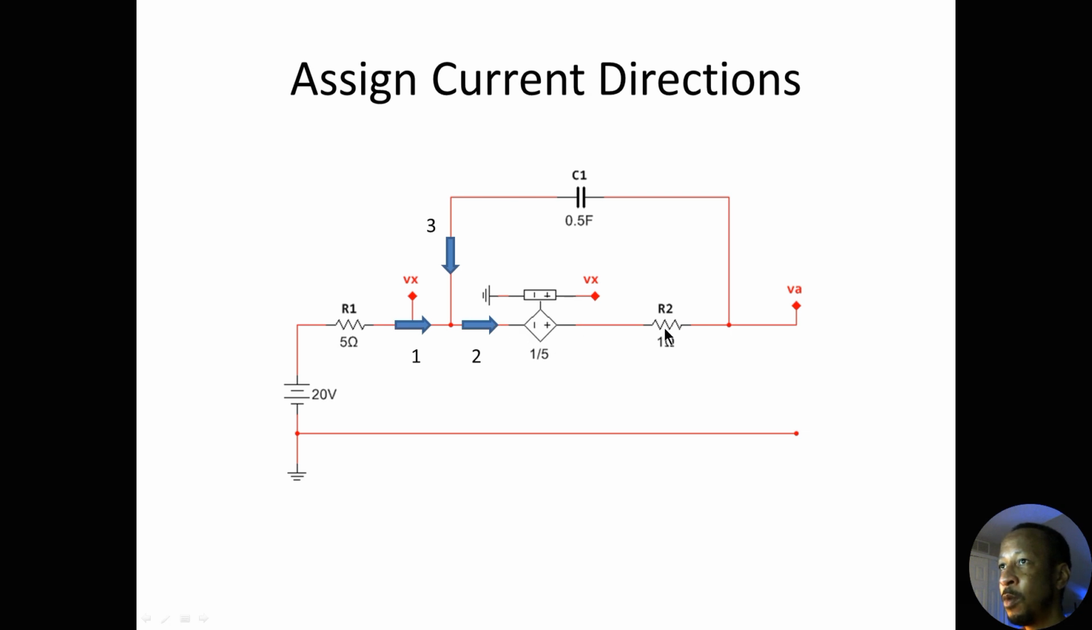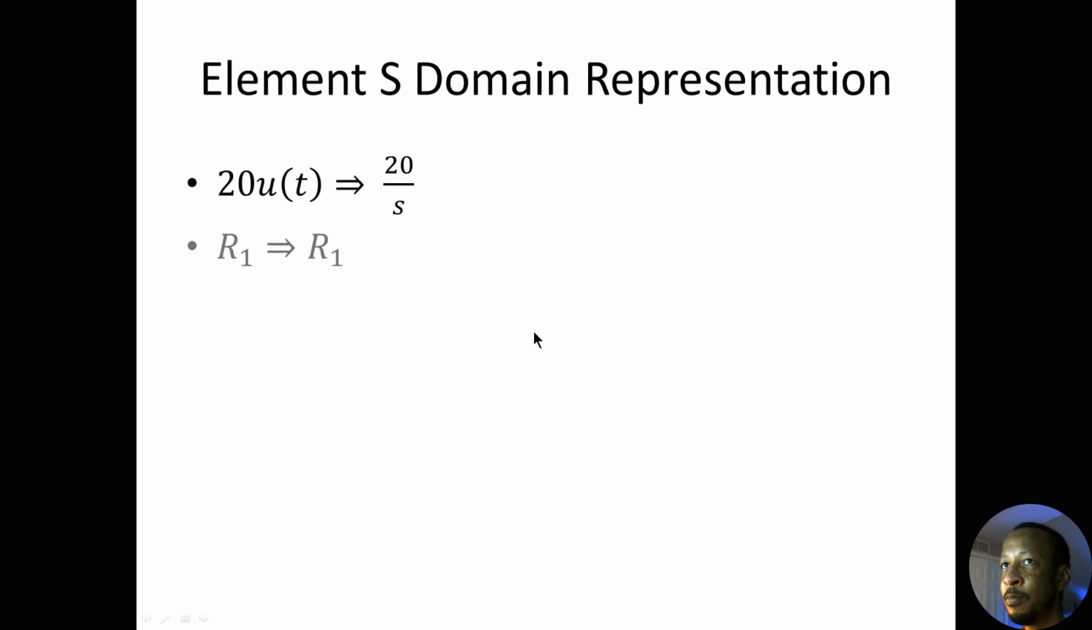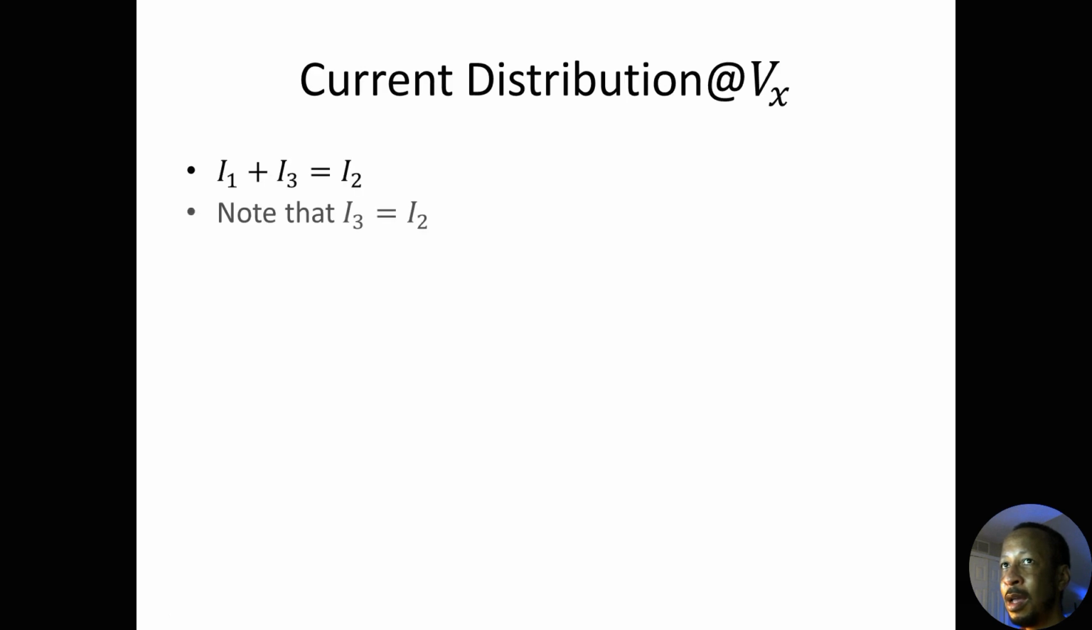I2 is going this way, it's going this way. Where else is it going to go? It can't go here because there isn't a closed loop of any sort. So it just continues on here. So it's exactly the same as I3. Okay, it is 100% equal to I3. It's not divided in any kind of way. So therefore, I3 is equal to I2. So then I can use that in order to make a replacement there.